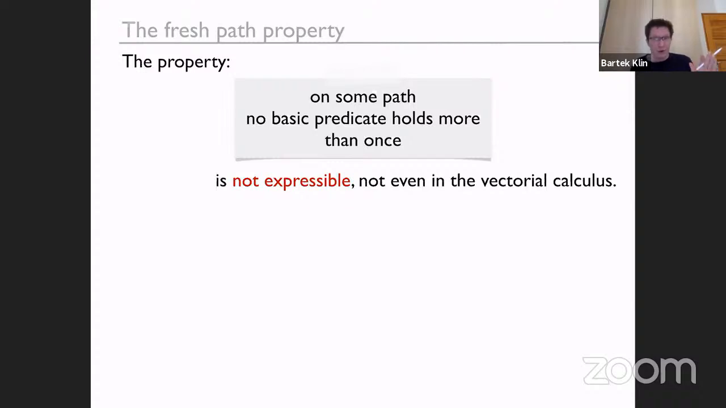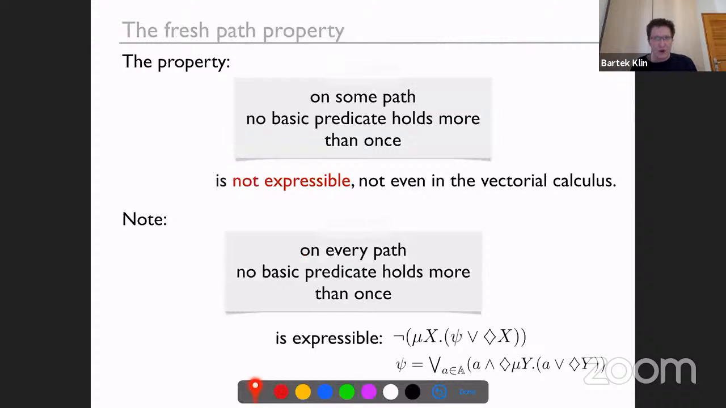Now, let me just recall that the similar property that on every path no basic predicate holds more than once is expressible. And I have already given you an example on previous slides. So this one is okay, but this one is not expressible: there exists a path so that no basic predicate holds more than once.